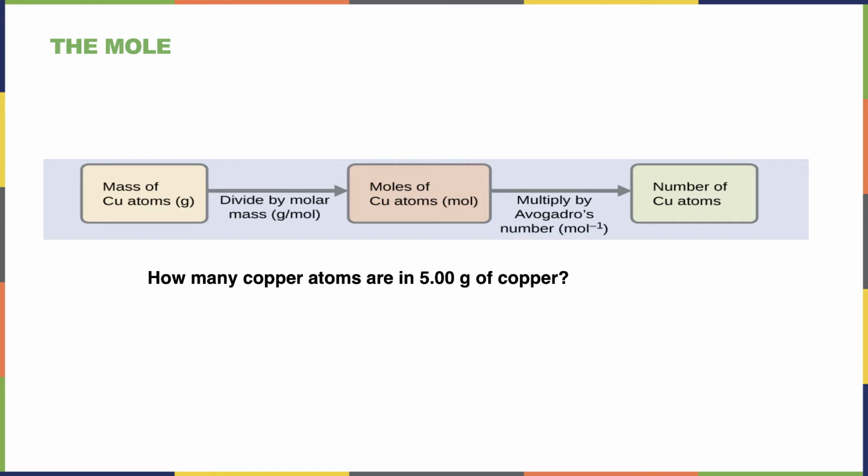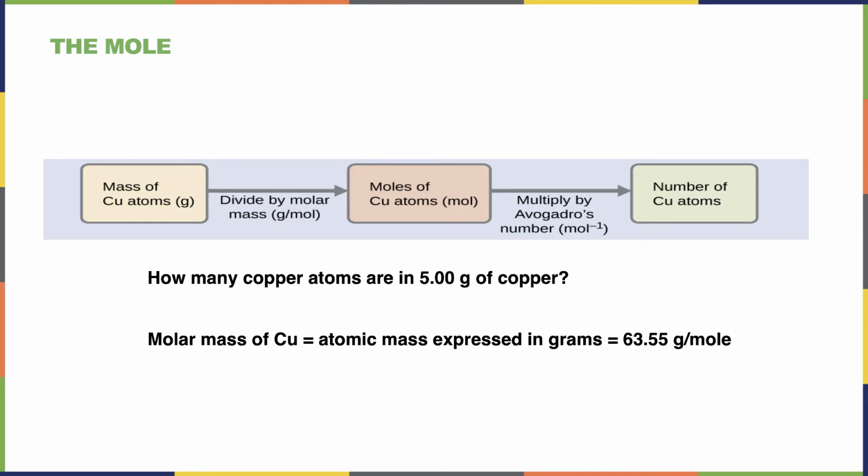So you start with the mass, you convert that to moles by dividing by the molar mass. Then once you have the number of moles, you multiply by Avogadro's number, and you're left with the number of copper atoms. The molar mass of copper from the periodic table is 63.55 grams per mole.